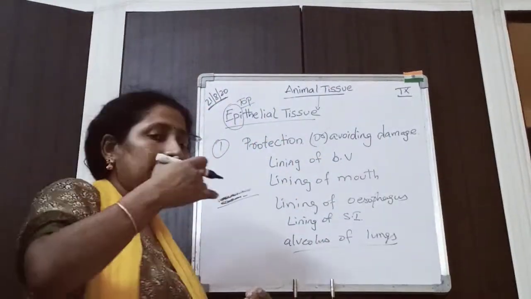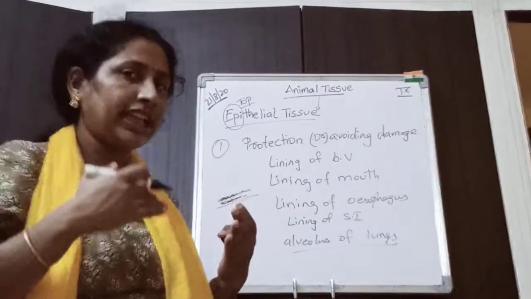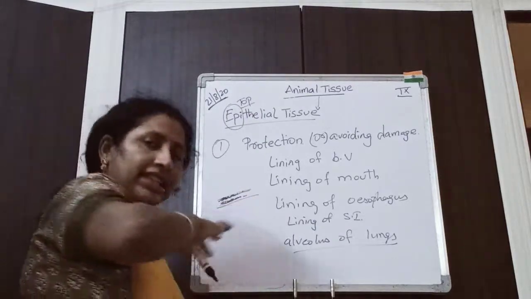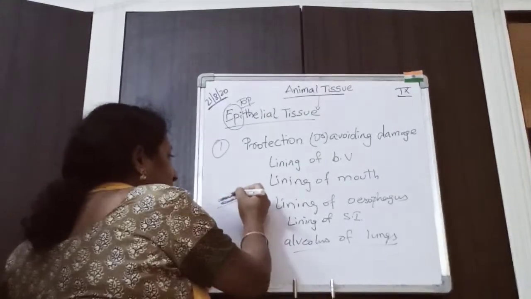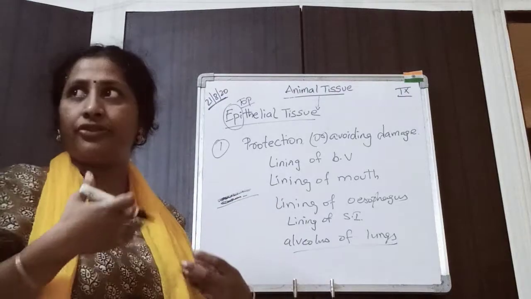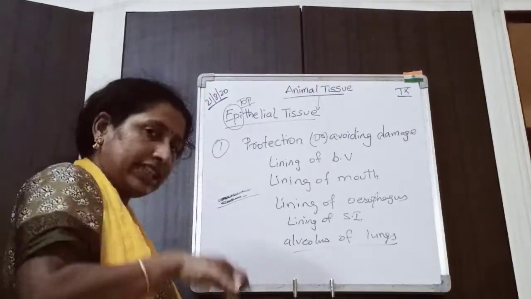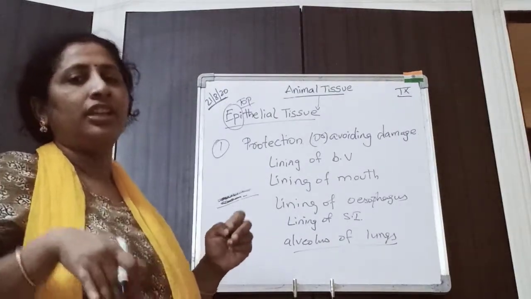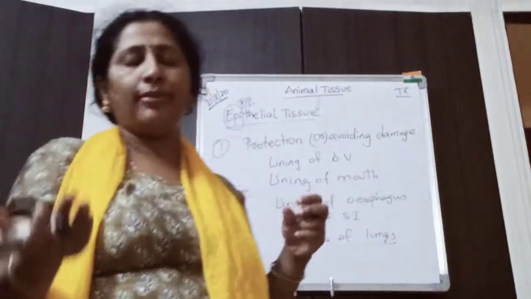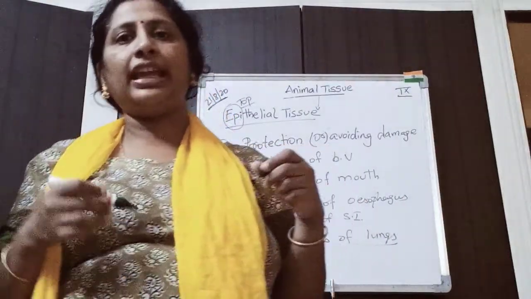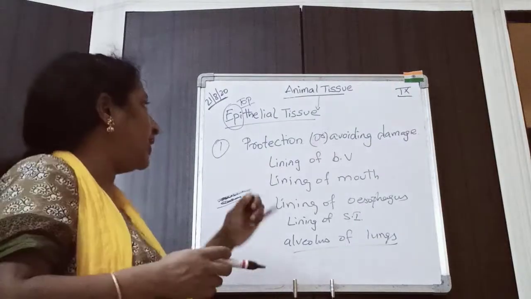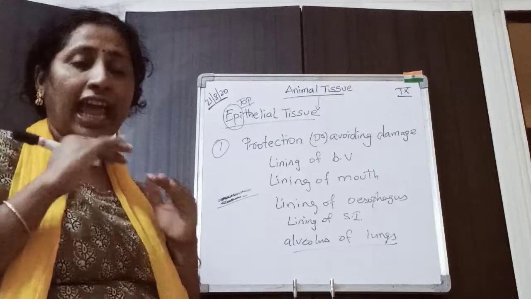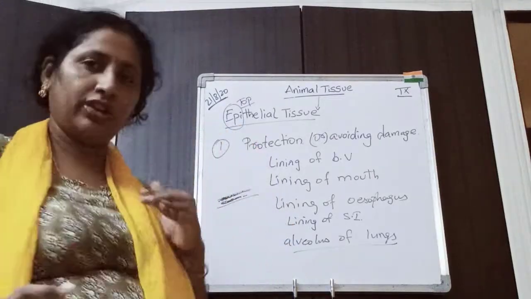So this epithelial tissue is protecting the major parts because it is present on the top layer. If damage occurs here, they can recover. But if it is not present there, the damage will occur deeply, and your organs or body parts will be damaged more. That's why the main function is protection, avoiding damage to the inner tissues or organs.